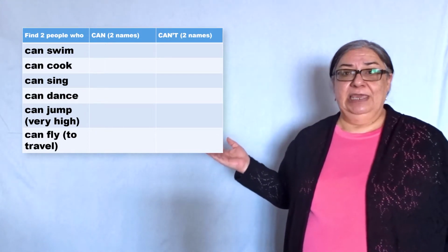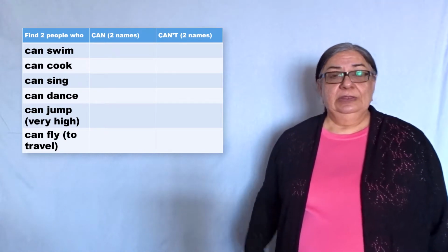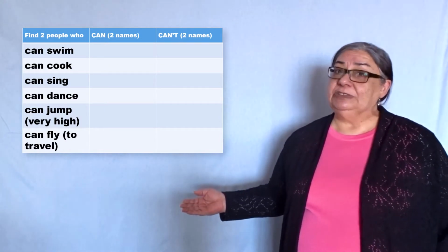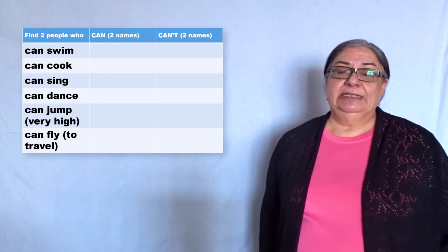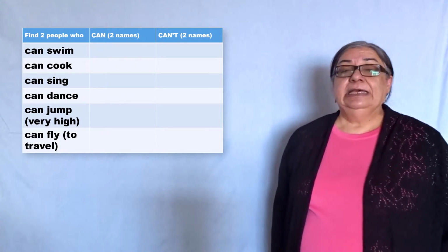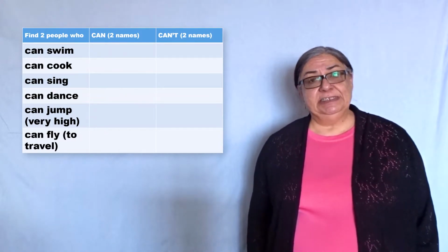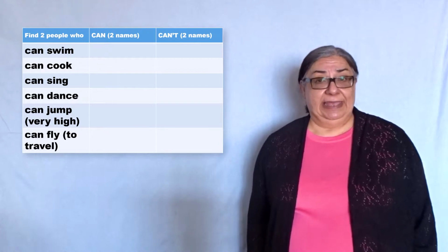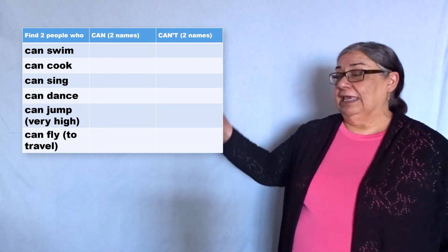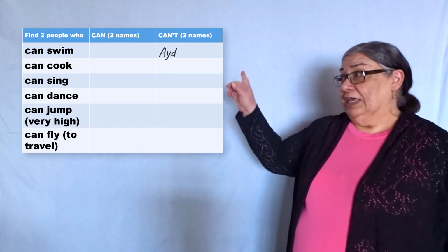Here you see the table. It says, find 2 people who can do these things. And under the can column, they need to find 2 names, and under the can't column, they need to find 2 names. So, they're going to ask, can you swim? They may get the short answer, but it's very communicative because in real life, we use short answers as well. So if I say yes, they're going to put down my name in the can column. If I say no, they're going to put my name on the can't column.